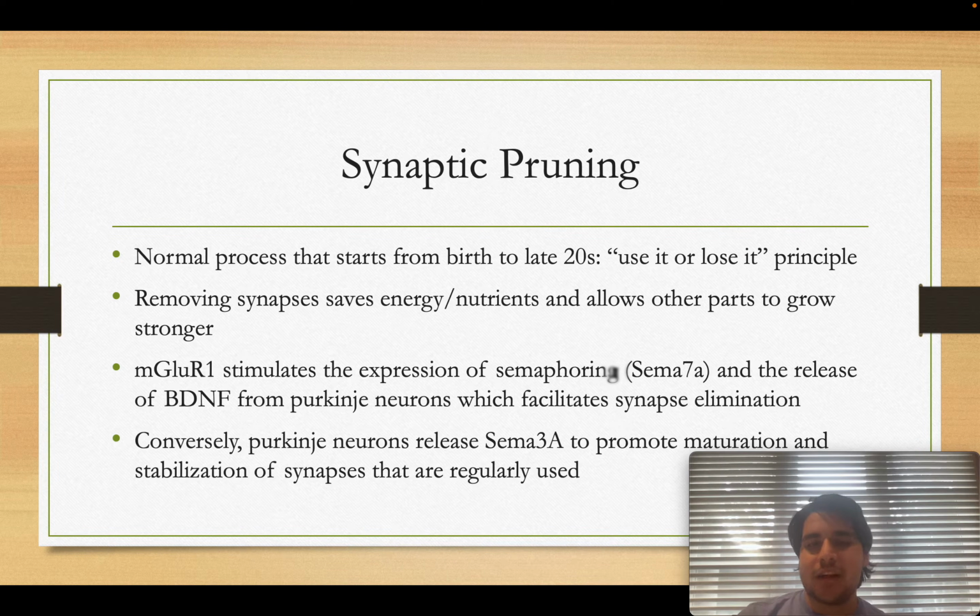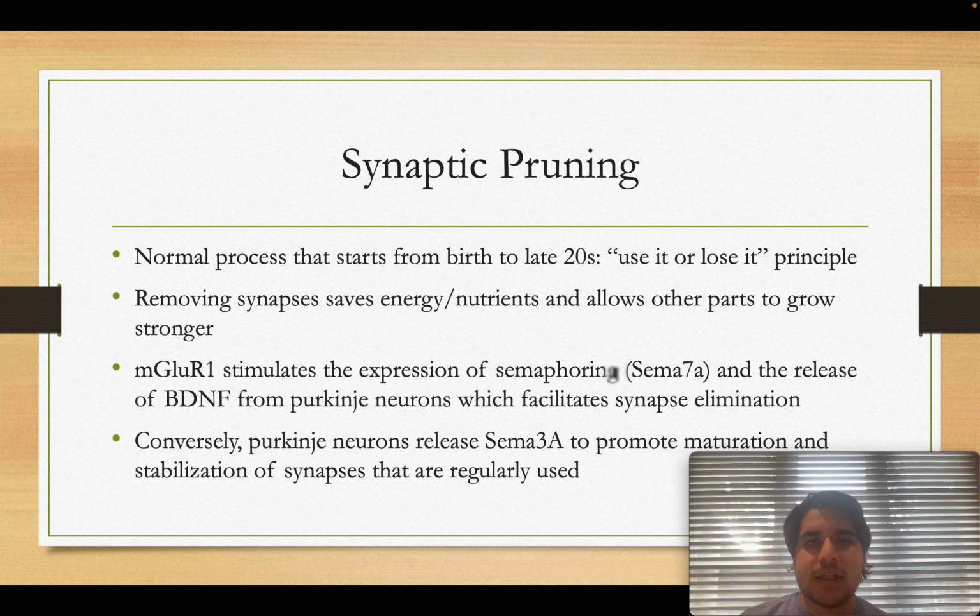So now let's talk about another very important process that largely happens after we are born. What happens is the synapses that we made during the fetal months and also during early development actually get removed. But don't worry, because this is a very normal process and it happens all the way until late 20s and in some cases even after that.